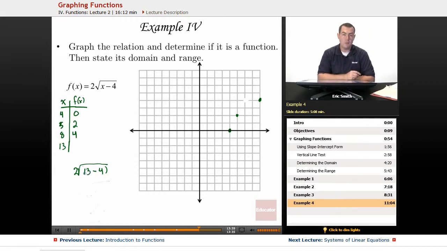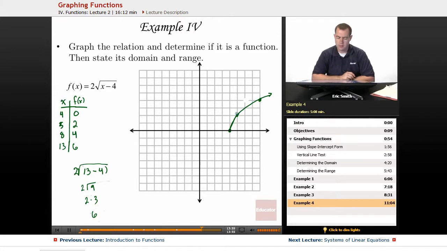13 minus 4 would be a 9. So 2 times the square root of 9. 2 times 3, or 6. So that's another point on our graph. So looking at our points, I might as well start putting them together. Looks like I have a nice little curve right here.